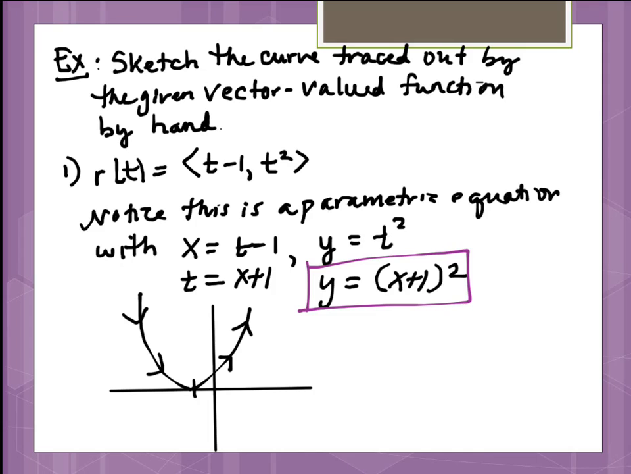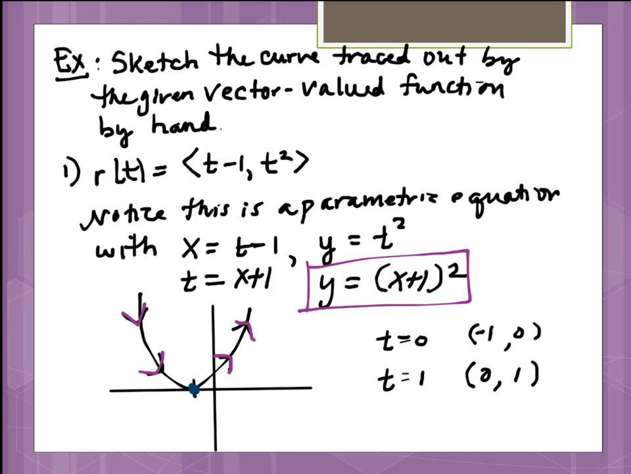Does that make sense? 0 and 1. Yeah, 0 and 1 would be great. So let's test t equal to 0 and t equal to 1. So if t is equal to 0, what ordered pair x, y are we going to be at? Negative 1, 0. What if t is equal to 1? 0, 1.